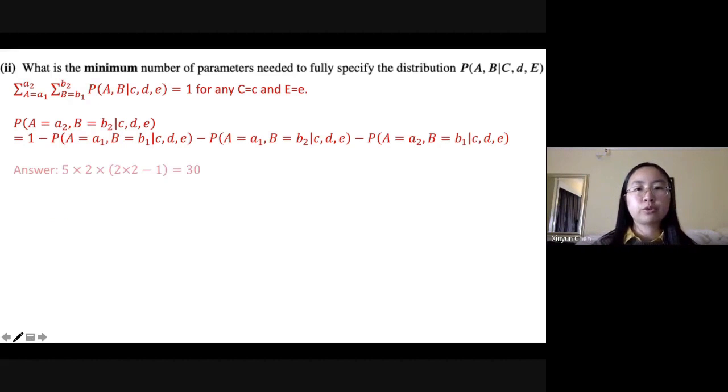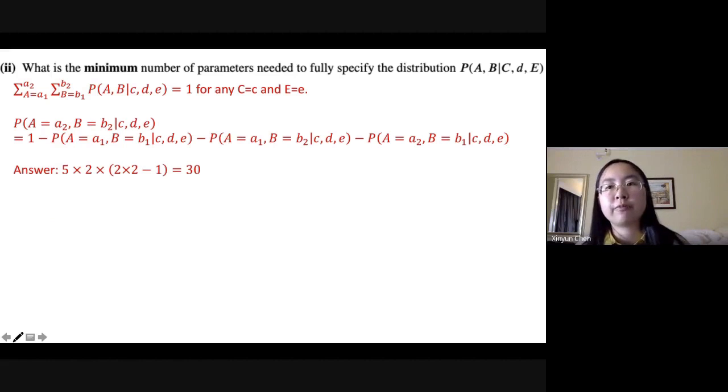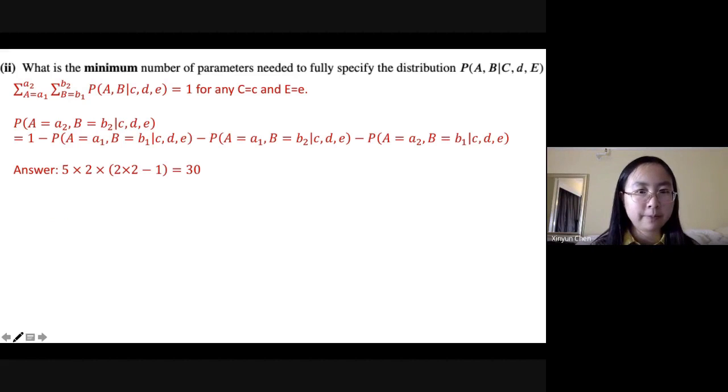Therefore, to fully specify the distribution of P(A, B | C, D, E), for each assignment of C and E, we only need to specify 3 probabilities. And when we multiply it by all possible assignments of C and E, there are 10 choices. So finally, the answer should be 30.